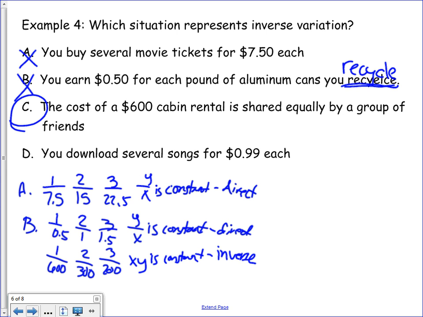And we can double check. D is, again, songs are 99 cents each. No matter how many we take, y divided by x is always going to be the constant of 99 cents. So that's also direct. And so C is the inverse variation.